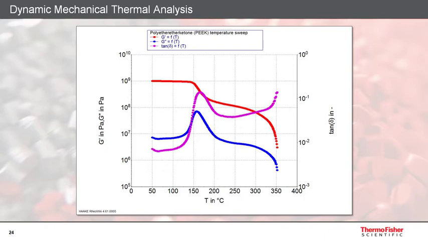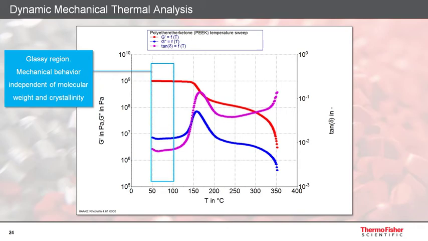At the lowest temperature, the polymer is a solid material in its so-called glassy state. The rheological parameters change only very little with temperature and are independent of the molecular weight or the degree of crystallinity. Polyether ether ketone is a semicrystalline polymer. That's why it shows a glass transition at a specific temperature.